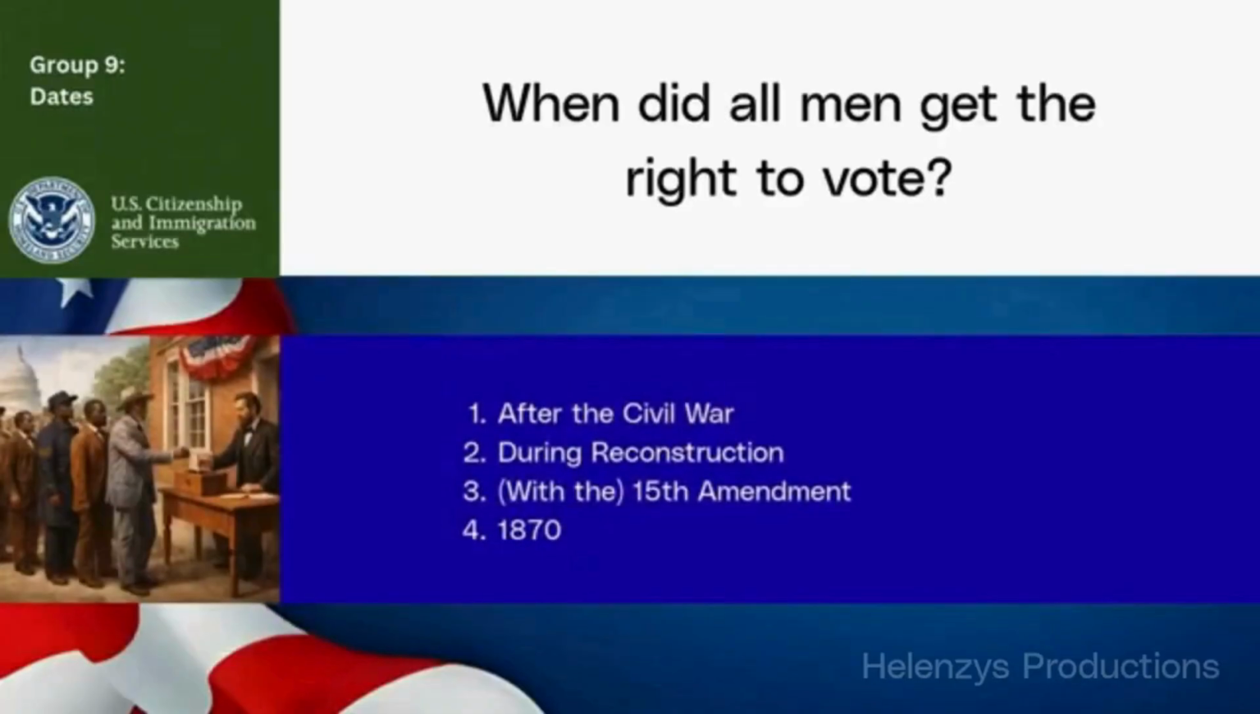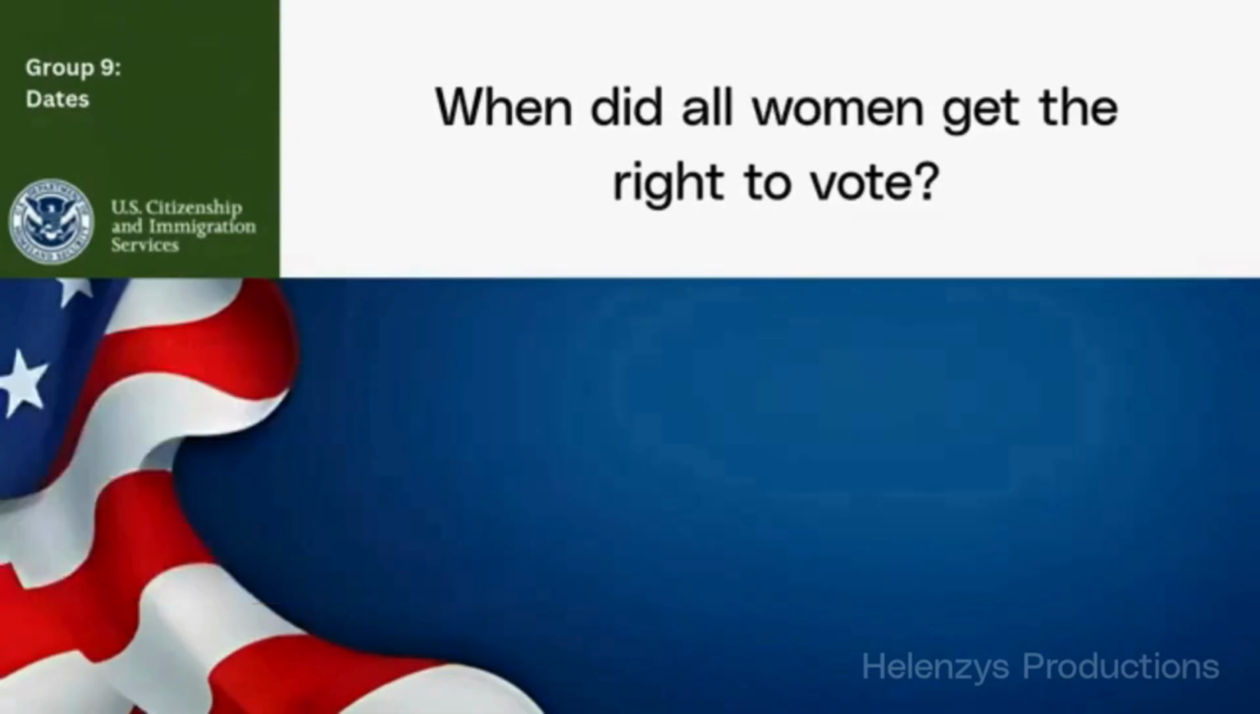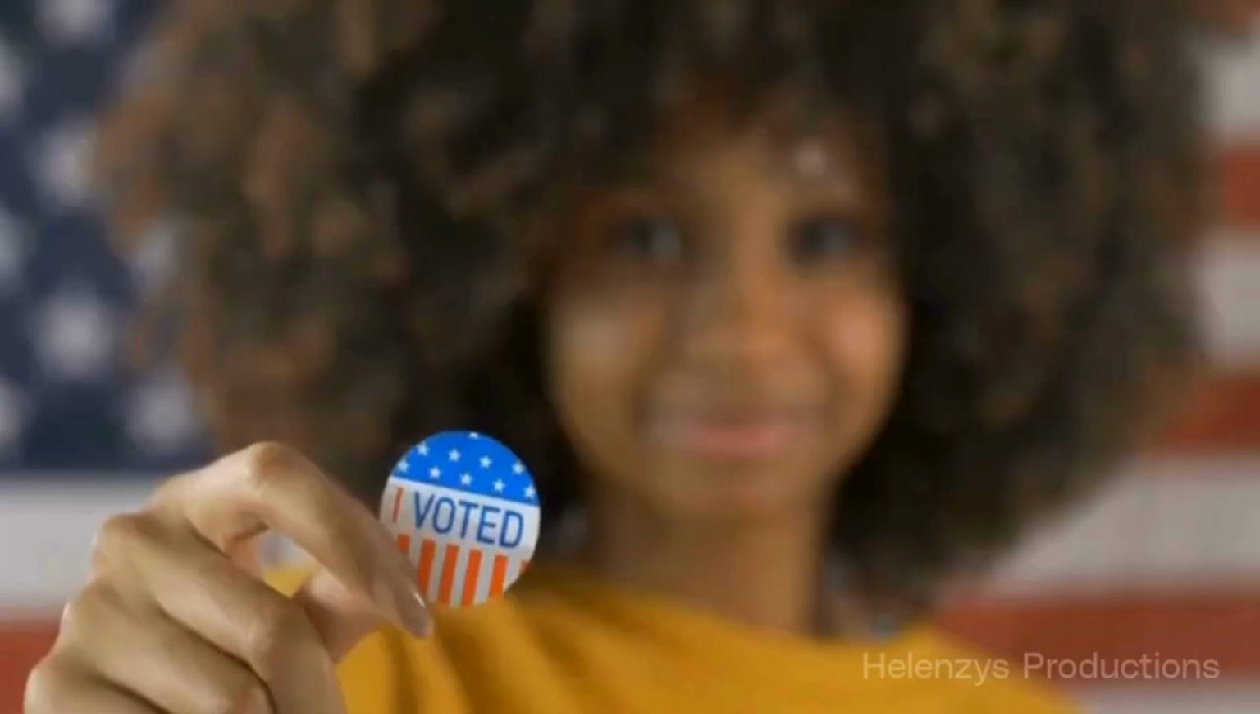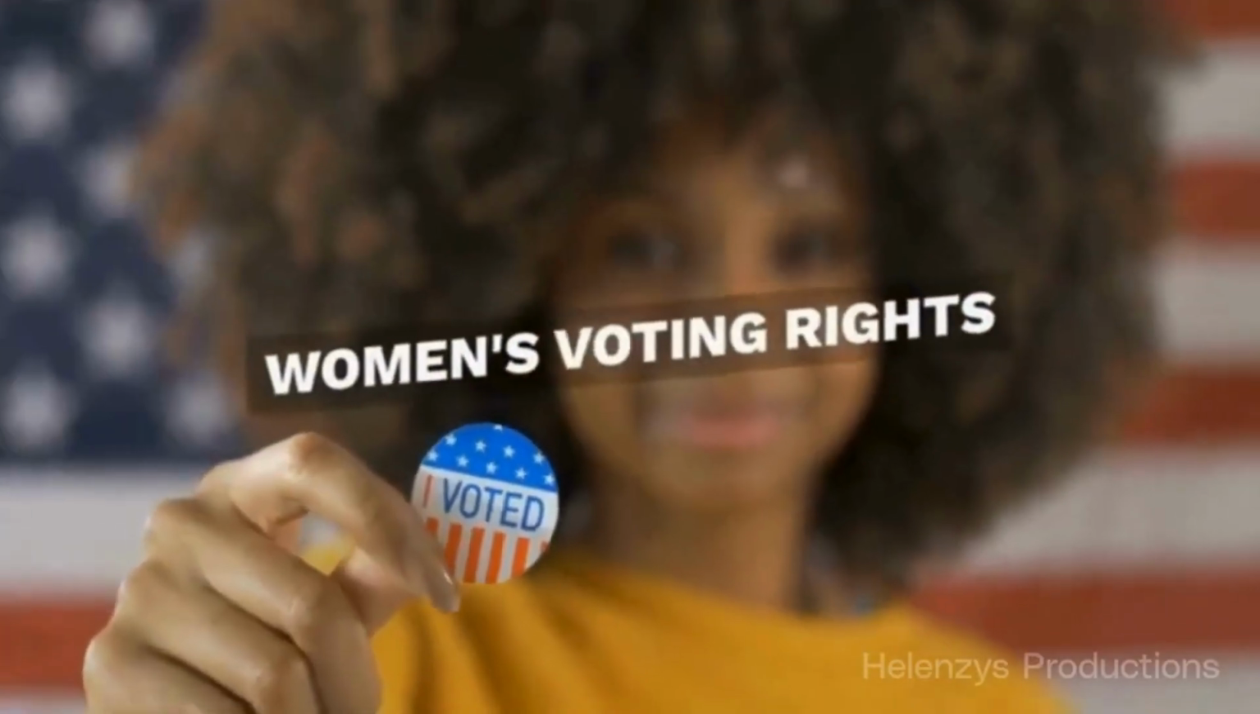Quick recall. When did all men get the right to vote? After the Civil War, during Reconstruction, with the 15th Amendment, 1870. When did all women get the right to vote? 1920, after World War I, with the 19th Amendment.